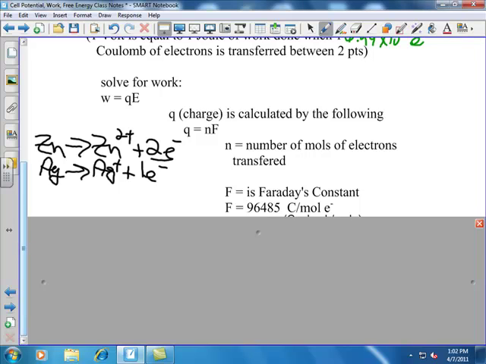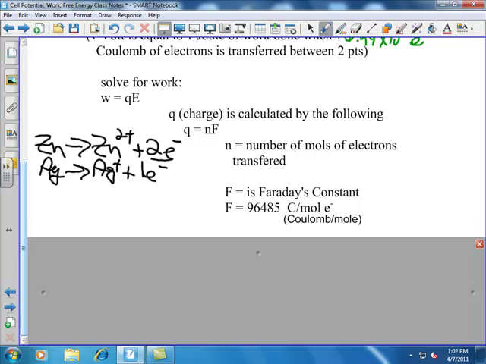Now, F is a constant. It's called Faraday's constant, and Faraday's constant is 96,485 coulombs per mole of electrons. On your AP Chem equation sheet and in various resources, they round this number, so it is often written as 96.5 kilojoules... coulombs per mole of electrons.